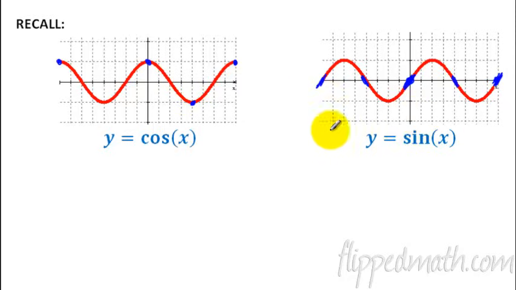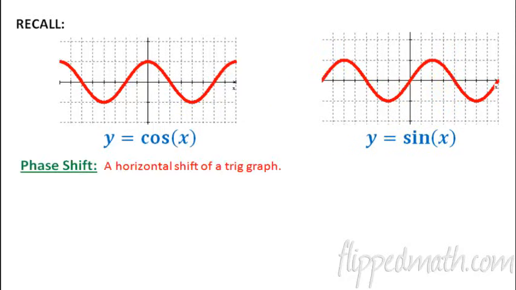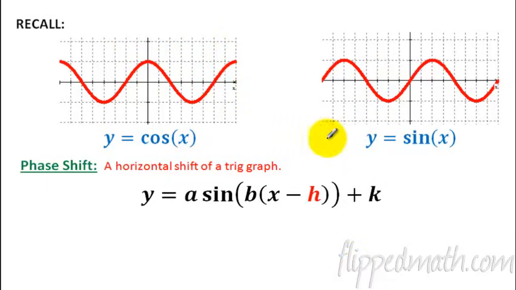So just the general shape of the graphs, where it starts, that's very important to make sure we have. Today we're going to be talking about horizontal shift of a trig graph, how we can shift things either left or move things right. So here's our formula. This magical number here, the h, that's the phase shift. That's what's new for today for our sine and cosine graphs. It's how far we're going to move left or right.